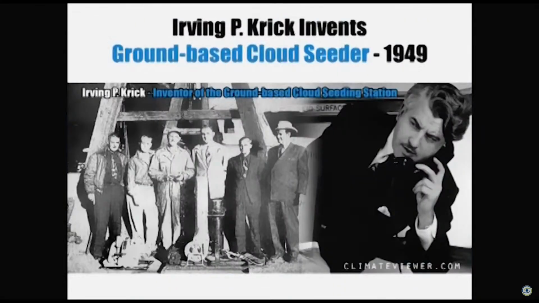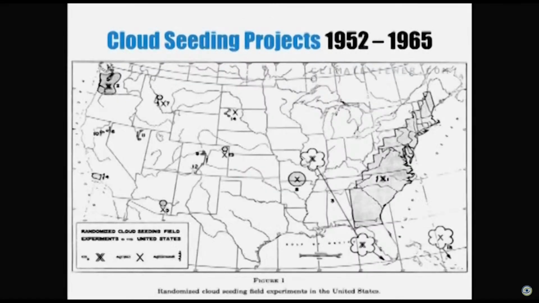Do you think that stopped them? No. In 1949, Irving P. Krick invented the ground-based cloud seeder. And for those who've never heard of cloud seeding, the idea is really simple. You put a little particle in the air, water attaches to it, and hopefully it falls on the ground. Those are seeds or aerosols. So they put seeds into the clouds to try to make it rain. This guy does it from the ground. Now, this is a map of 52 of 65 of all of the different cloud seeding projects.